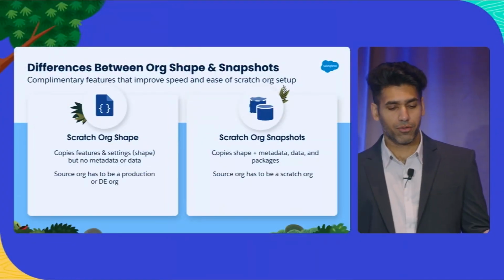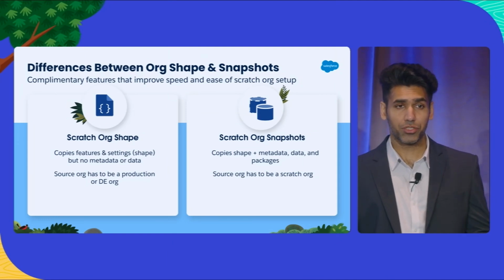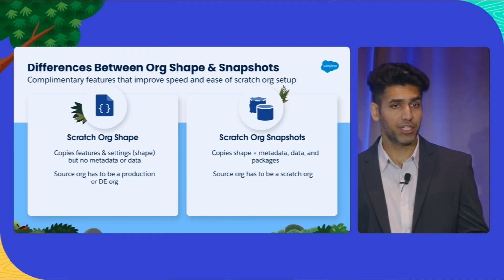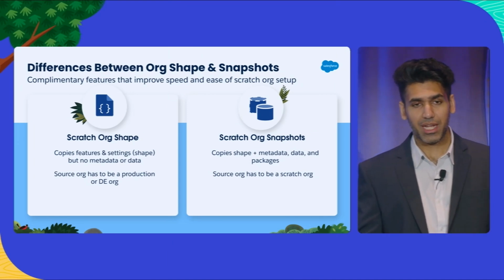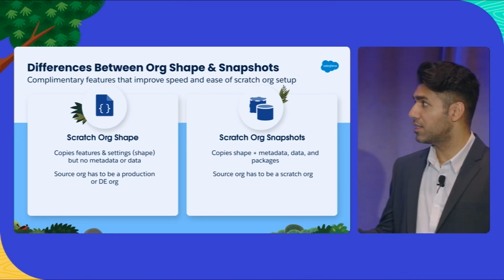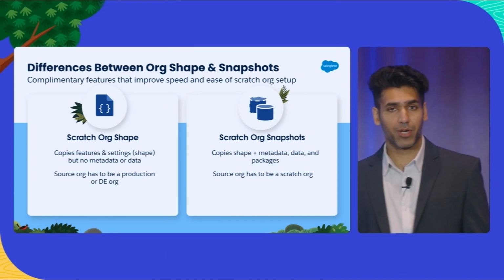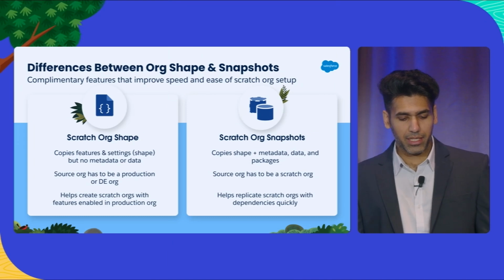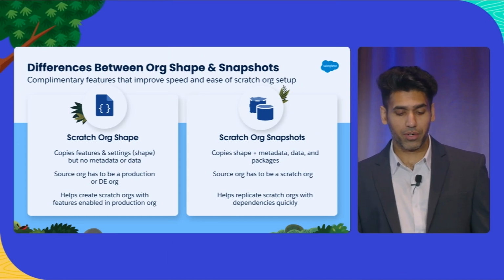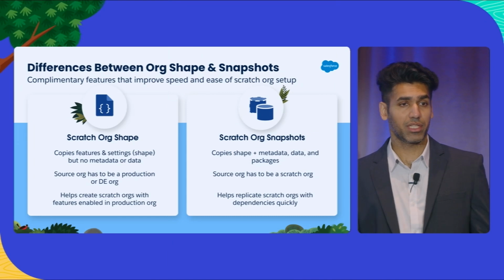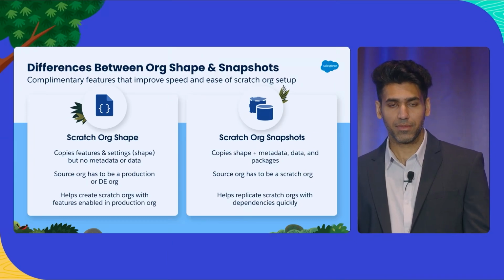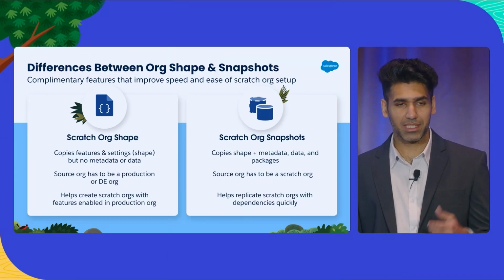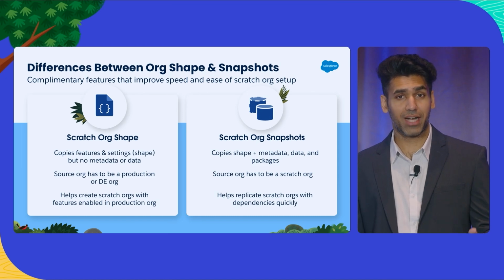The source org for the Shape feature has to be a production org or that 1GP developer edition org, right? That's the shell that you're trying to replicate. Versus for snapshots, since you're replicating Scratch orgs, it's pretty intuitive: the source org has to be another Scratch org. Again, the intention of Shape is to help create Scratch orgs with features enabled in the production org, versus the goal of snapshots, which is to replicate Scratch orgs more quickly. Dilip is going to go through some examples and some performance numbers to give you a sense of how fast those replicas get created.